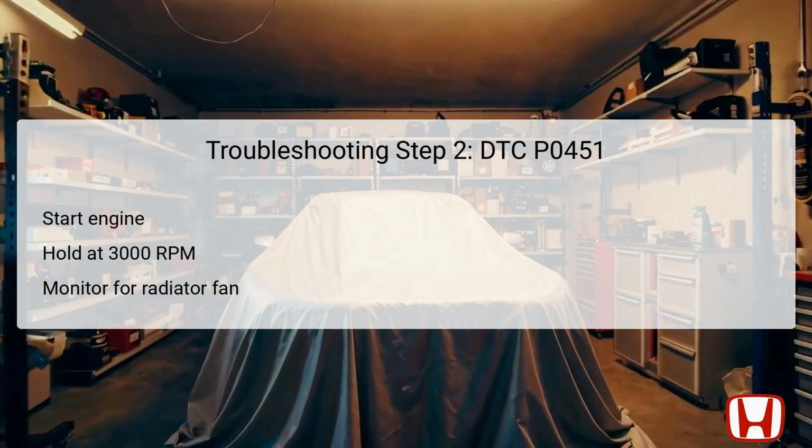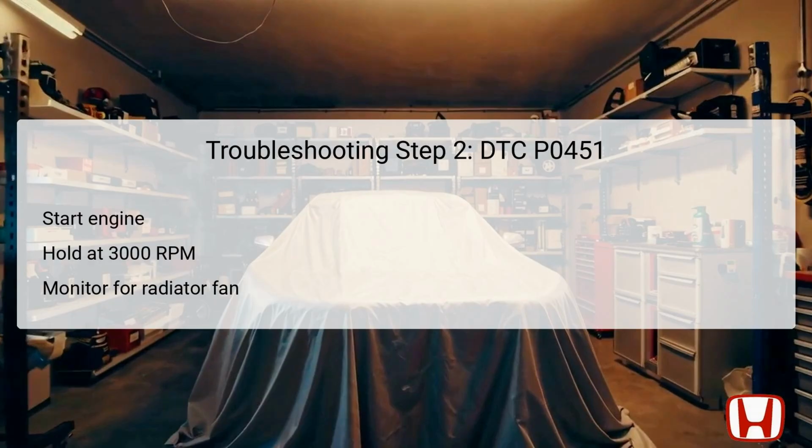The second step in troubleshooting DTC P0451 involves starting the vehicle engine and holding the engine speed at 3,000 RPM without any load. This is typically done when the continuously variable transmission, CVT, is in the park or neutral N position, or with a manual transmission in neutral.